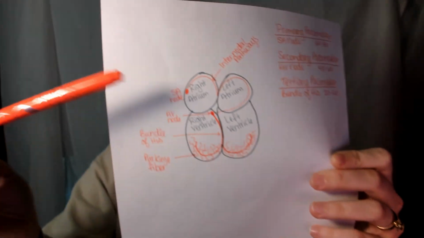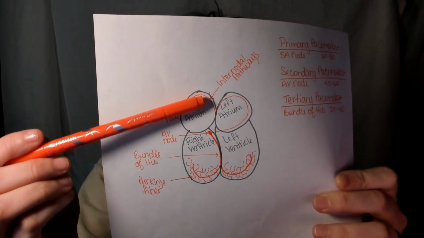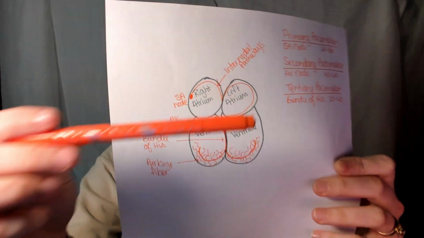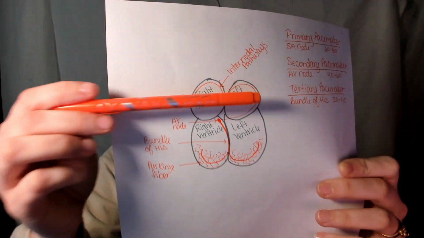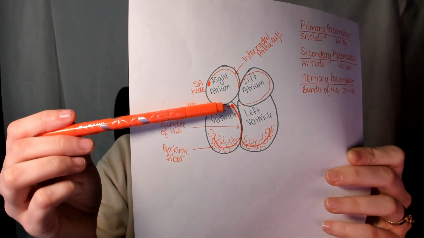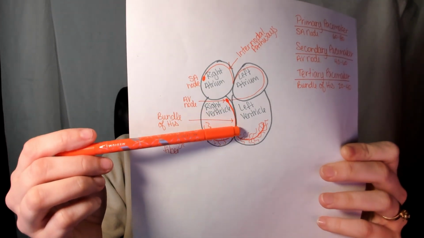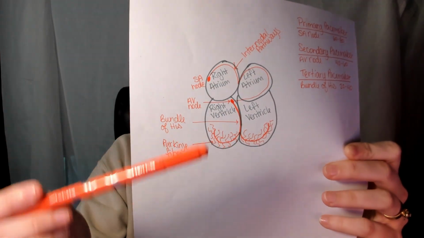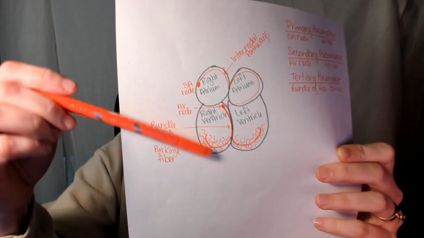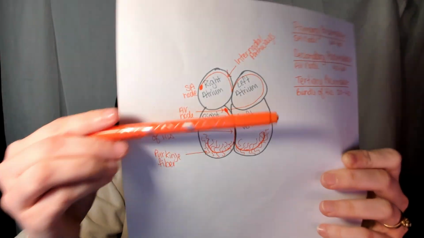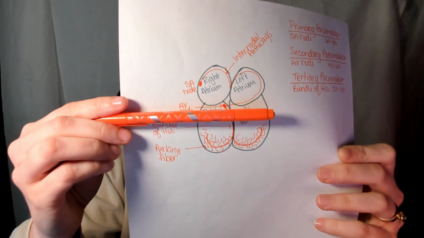Okay? So the SA node fires through the internodal pathway. Both atria contract at the same time. The current makes it to the AV node. The AV node is sending it to the bundle of His. The bundle of His is sending it to the Purkinje fibers, and the Purkinje fibers tell the ventricles to contract at the same time. Okay?